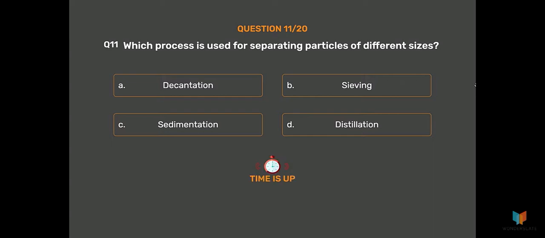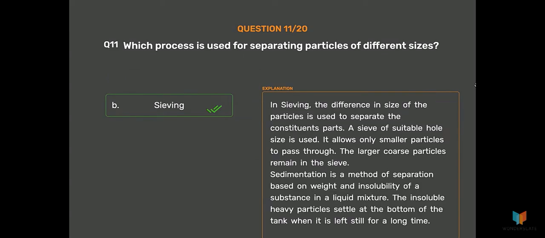The correct answer is option B. Sieving. In sieving, the difference in size of the particles is used to separate the constituent parts. A sieve of suitable hole size is used. It allows only smaller particles to pass through. The larger coarse particles remain in the sieve.